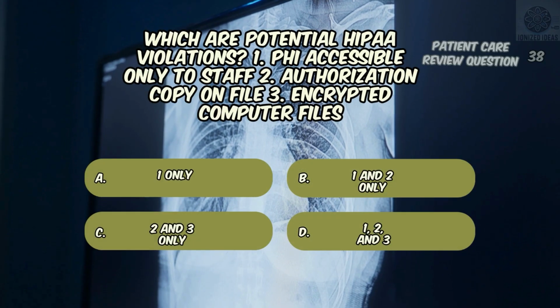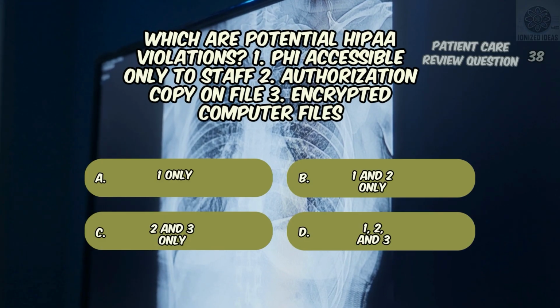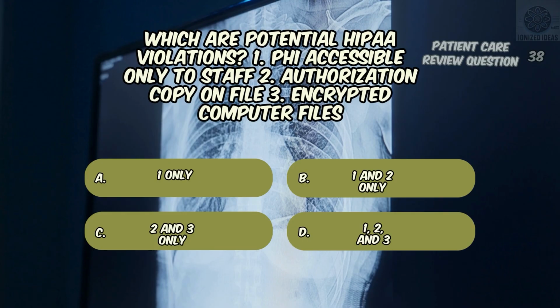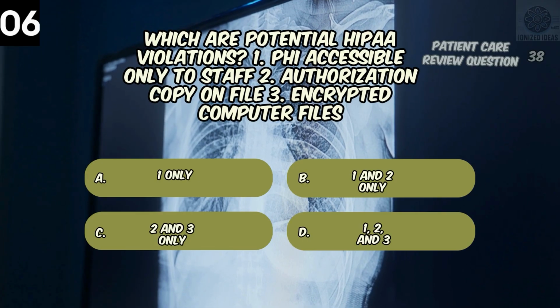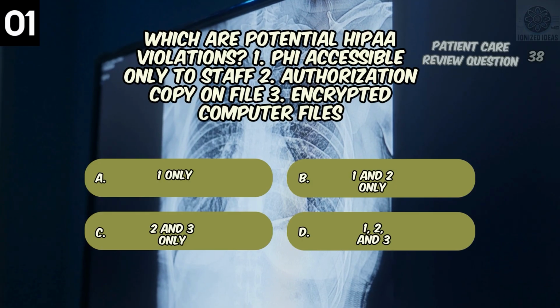Which are potential HIPAA violations? 1. PHI accessible only to staff. 2. Authorization copy on file. 3. Encrypted computer files. A. 1 only, B. 1 and 2 only, C. 2 and 3 only, D. 1, 2, and 3.